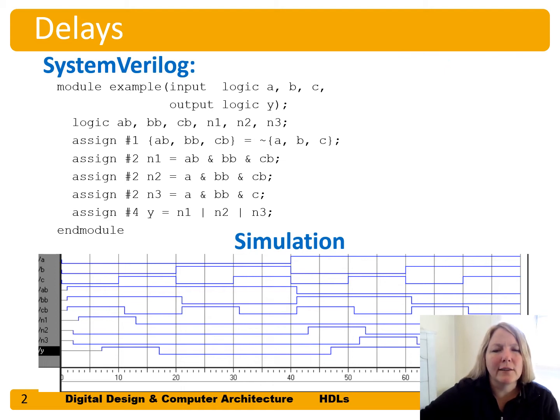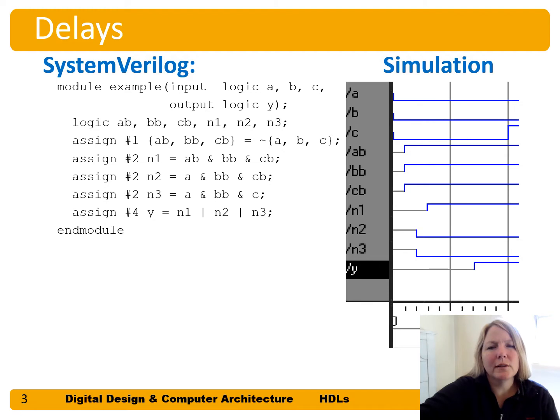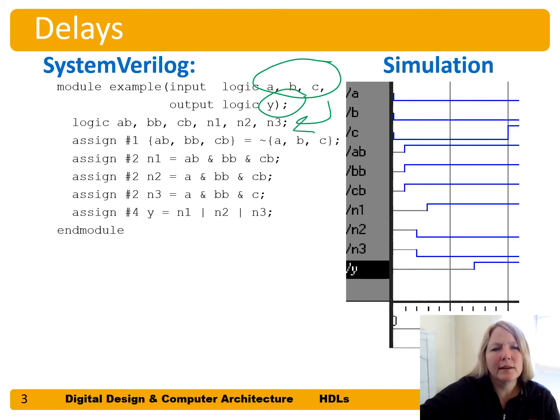So let's dive deeper into this. Here we see the simulation, and we're going to see some delays between the signals. So let's look at that in more detail. Here we have our module with inputs A, B, and C, and output Y, and then a bunch of internal nodes: AB, BB, which are A bar, B bar, CB, C bar, and internal nodes N1, N2, and N3.